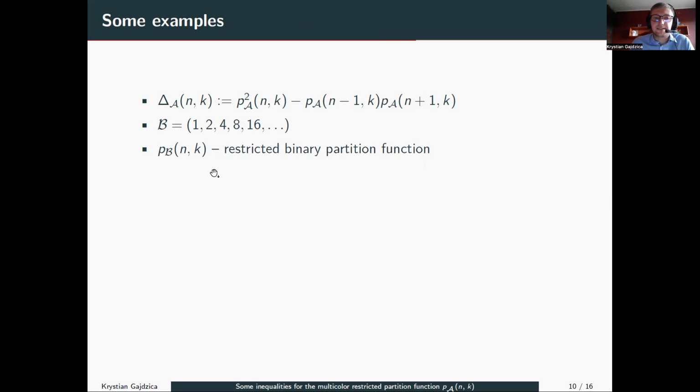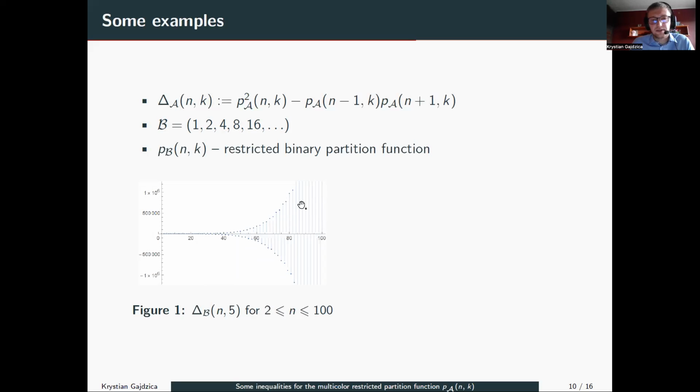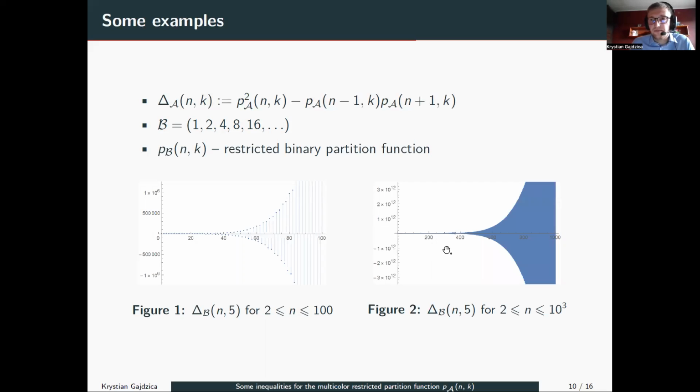And if we fix k, for example k equals 5, and check the values of the function capital delta for n between 2 and 100, then it turns out that sometimes the value is positive, sometimes the value is negative. And if you replace 100 by 1000, then once again we see that sometimes this value is positive, sometimes negative. And actually, if we replace 5 by any other positive integer k greater or equal than 2, then we obtain very similar graphs.